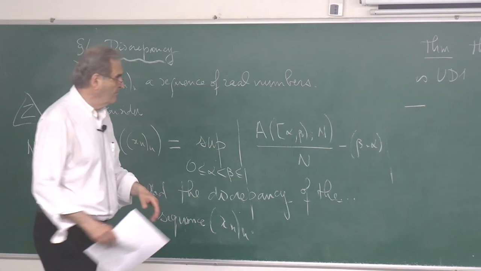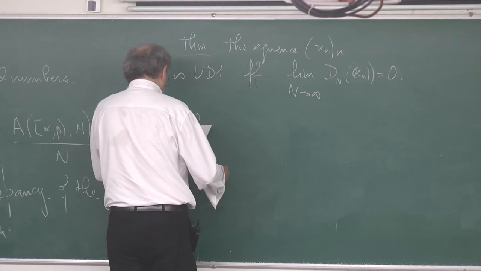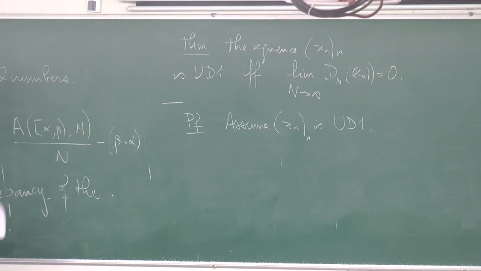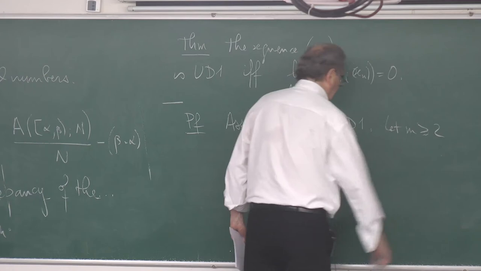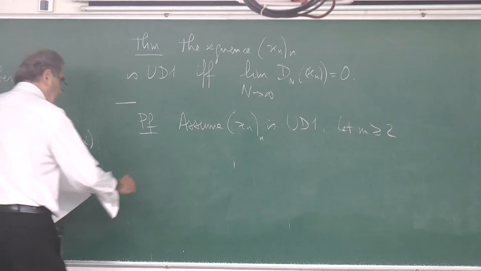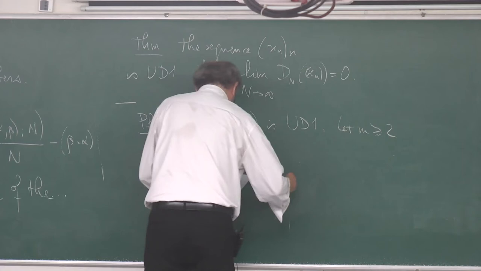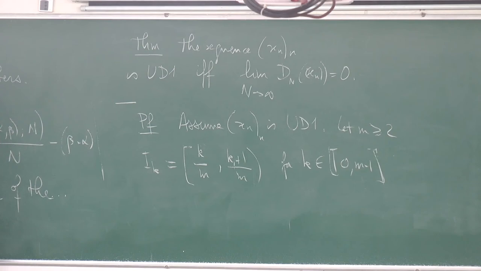So maybe I give some proof of that, because it may be a bit surprising. It's not difficult to say. So okay, we assume that xn is uniformly distributed mod 1. And we want to show that the discrepancy tends to 0. So you consider an integer m. Of course, as you understand, it will tend to 0. And you consider the intervals Ik, which is k over m, k plus 1 over m, for k in 0 to m minus 1. I'm just cutting it up like that.